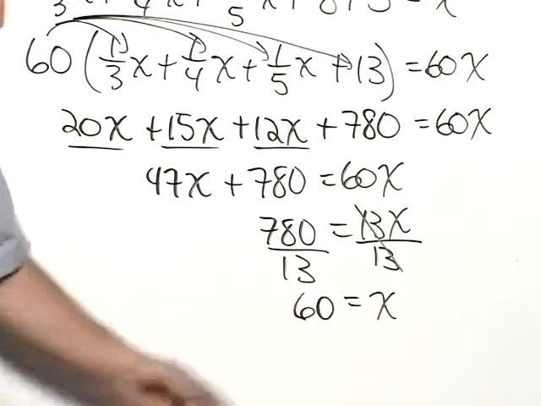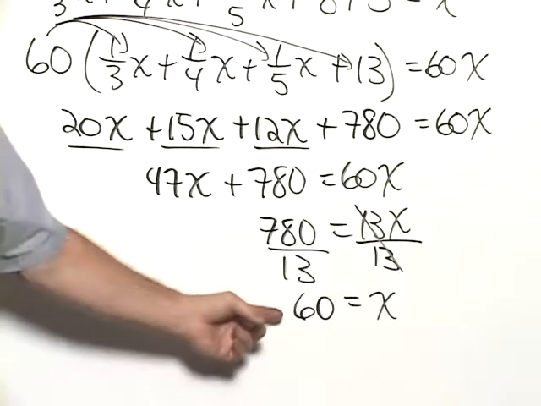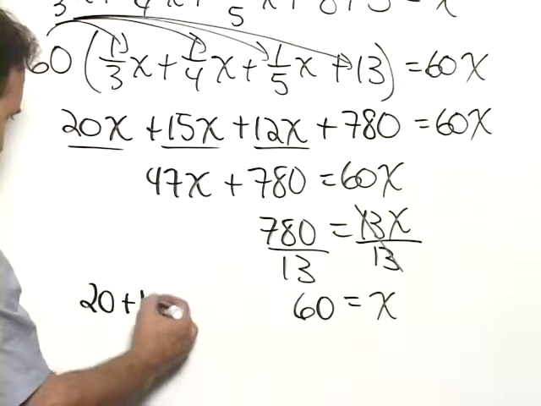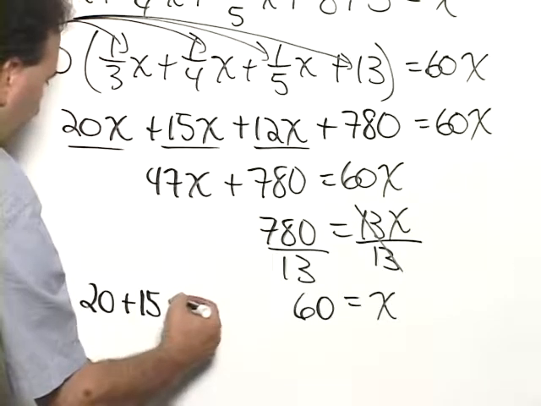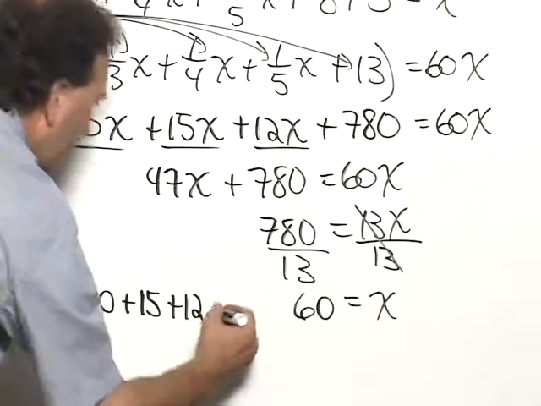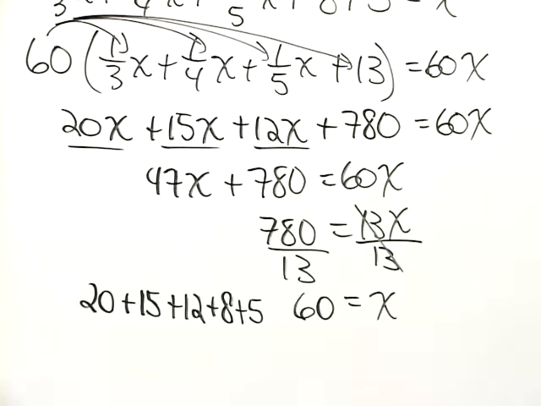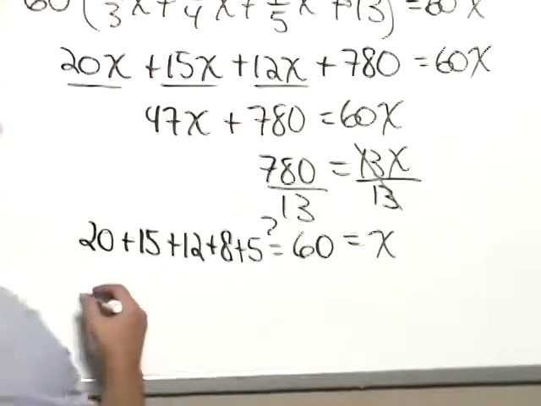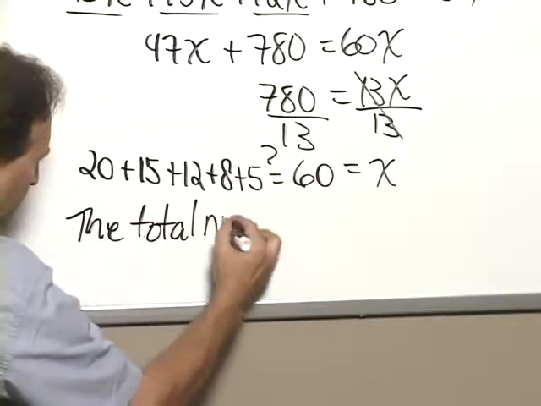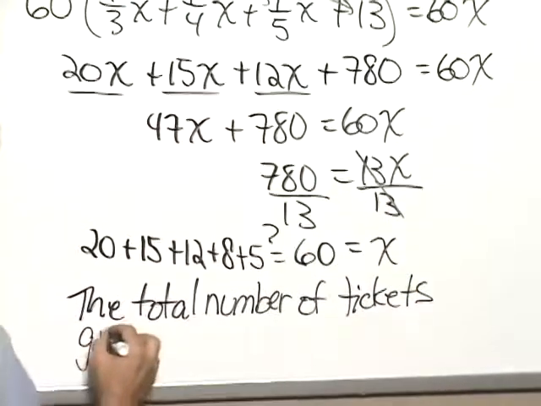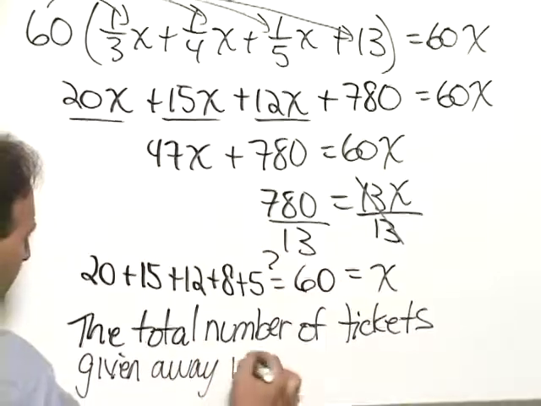Well, a quick check of that, which is the 4th step in the process, would be to say, well, the first person gets 1/3 of those. That would be 20 tickets. The second person gets 1/4 of those. That would be 15 tickets. The third person gets 1/5, or 12 tickets. And we know that the fourth person received 8 and the 5th person received 5. What we want to know is, does that add up to 60? And the answer is yes, in fact, it does. So that checks, and that means that the total number of tickets given away is 60.